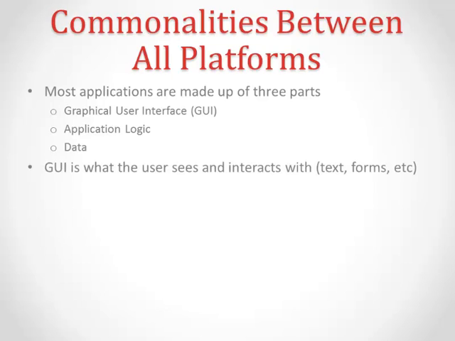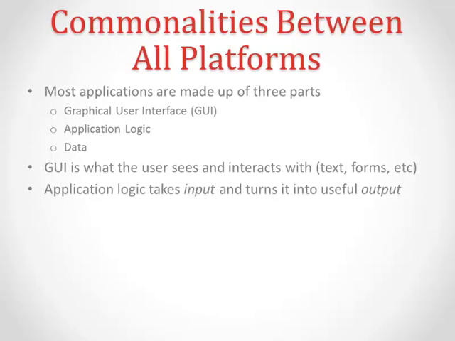Now the GUI is what the user sees, and that's checkboxes, drop-down lists, text boxes, forms, and so on that they click on, they type in, and that's how they get information in or out of the machine. The application logic takes input from the forms or even text to speech or whatever, and turns it into some useful output. In other words, it's the business end of the software.